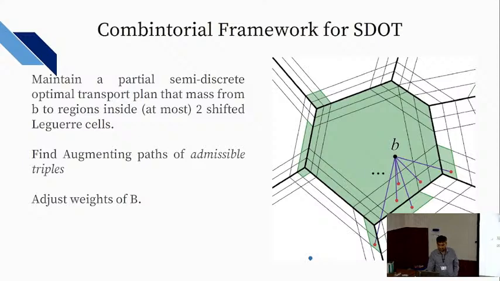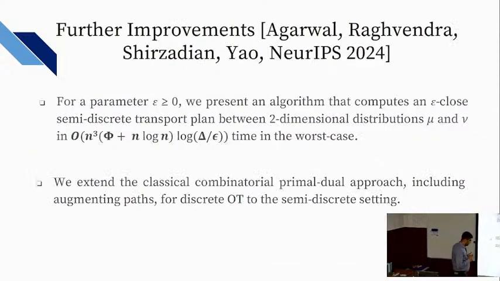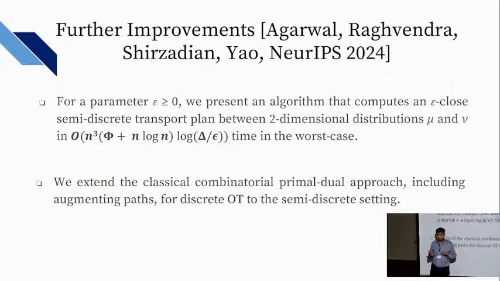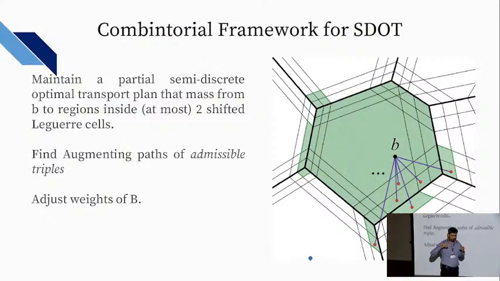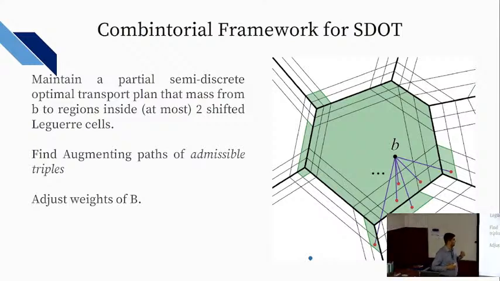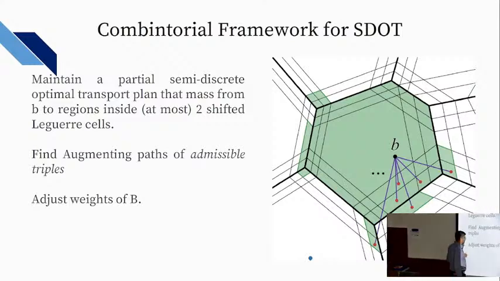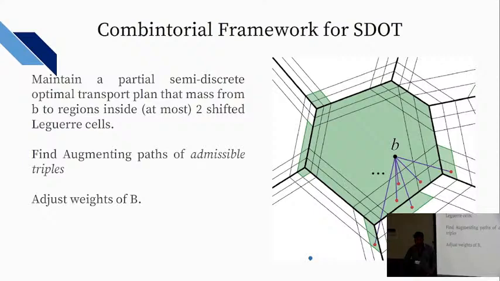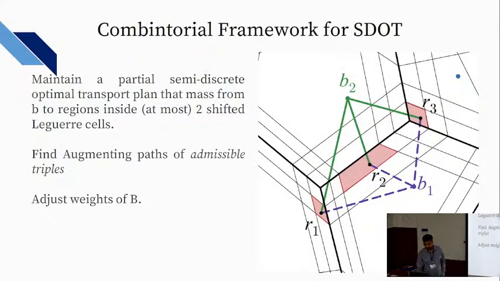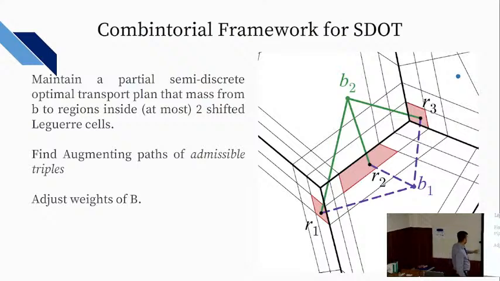The improvement that we made is the following. Our algorithm was sort of using an OT solver as a black box, right? Instead of that, we come up with an algorithm that translates combinatorial ideas such as augmenting paths into the continuous setting. What we do is maintain some sort of partial transport plan that transports mass from B to regions that are within 2 shifts of the weighted Voronoi of B. And then we define the idea of admissible triples.